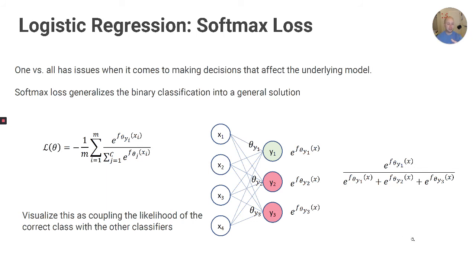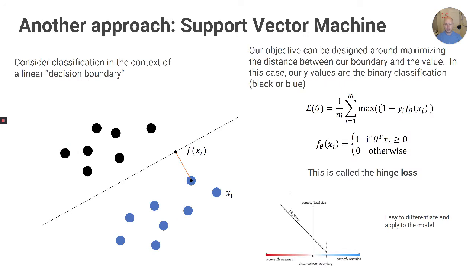And so you'll often see the softmax loss being used in, say, image classifiers and things like that, versus simple binary classification, which you won't see very often. I'm not going to go too deep into support vector machines, but this is another approach to classification. We're really thinking about this linear separation, this decision boundary, and what we're trying to do is maximize the distance of a particular value from that decision boundary. The loss is defined as this thing called the hinge loss.